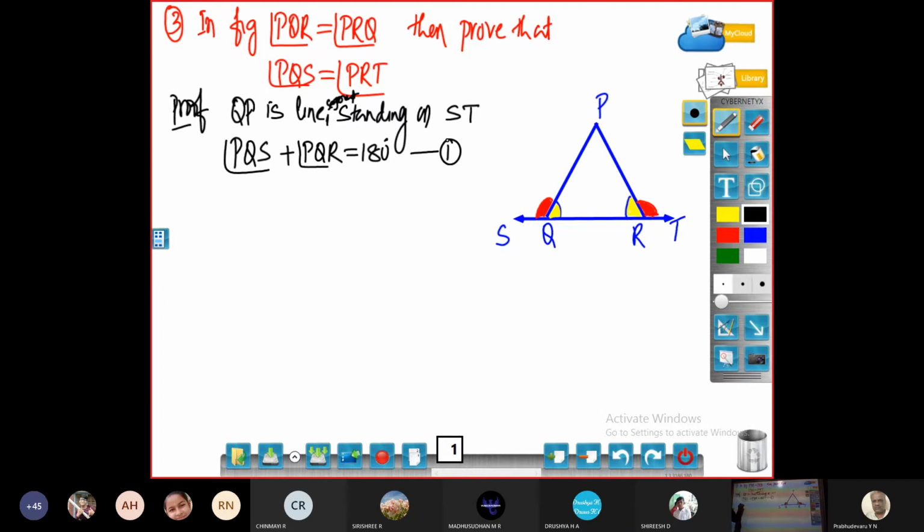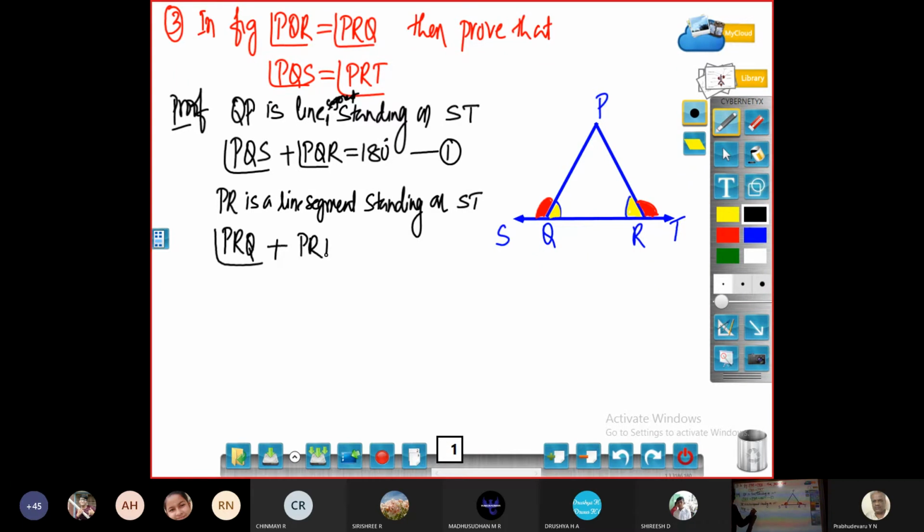Similarly, PR is a line segment standing on ST. You can write these angles PRQ. So therefore, angle PRQ plus PRT, both equal to 180 degrees. This is equation number 2. Compare 1 and 2 now.